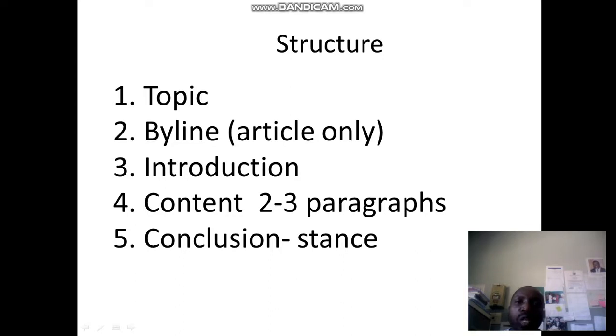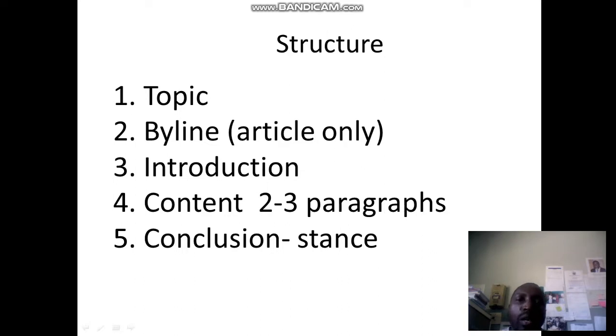Now, the structure for a discursive article: you have your topic and byline. The byline refers to the name of the author. Then the introduction, under content 2 to 3 paragraphs, and then the conclusion where you need to state your stance. The stance is the strongest feeling of the author regarding the question, the topic or the argument.